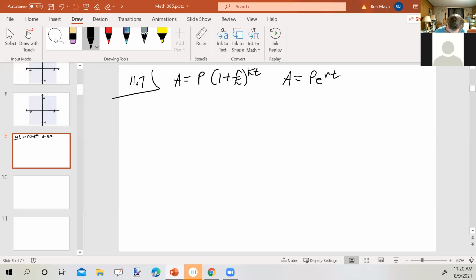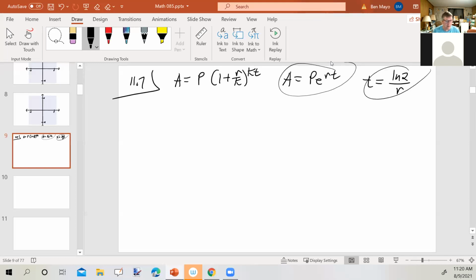We also had a formula that said time equals natural log of 2 over R. This was if you had something growing continuously and you wanted to know the doubling time. You could use this formula, but you could also use this shortcut: the natural log of 2 divided by the growth rate equals the time. And then we've had the change of base formula. Let me look it up here really quickly. Yes, log base B of X equals log base A of X over log base A of B. So we've had that formula.